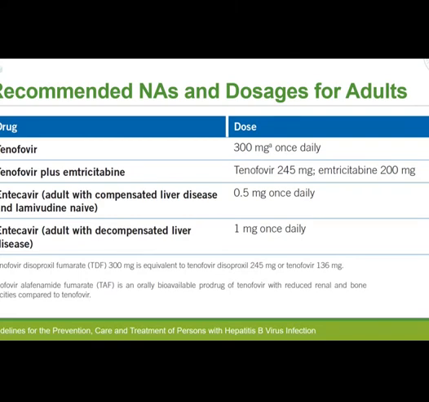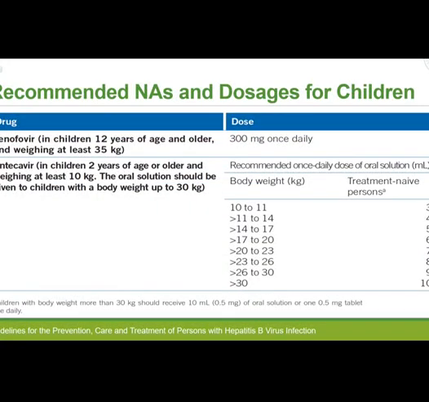The dosage of tenofovir is 300 milligrams once a day. When tenofovir is combined with emtricitabine, you give tenofovir 245 milligrams and emtricitabine 200 milligrams. Entecavir we give 0.5 milligram. It is easily available in our hospital as well, and in decompensated cases we give 1 milligram. In children above 12, the dosage is the same, while in the case of entecavir, there is a table dependent upon the body weight.